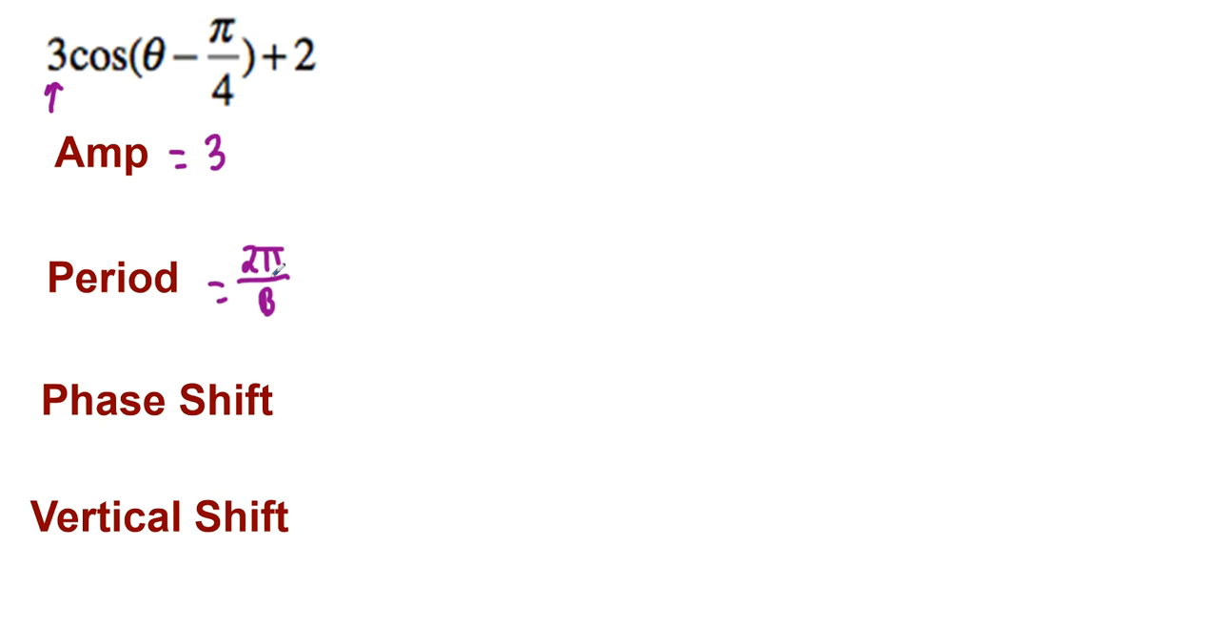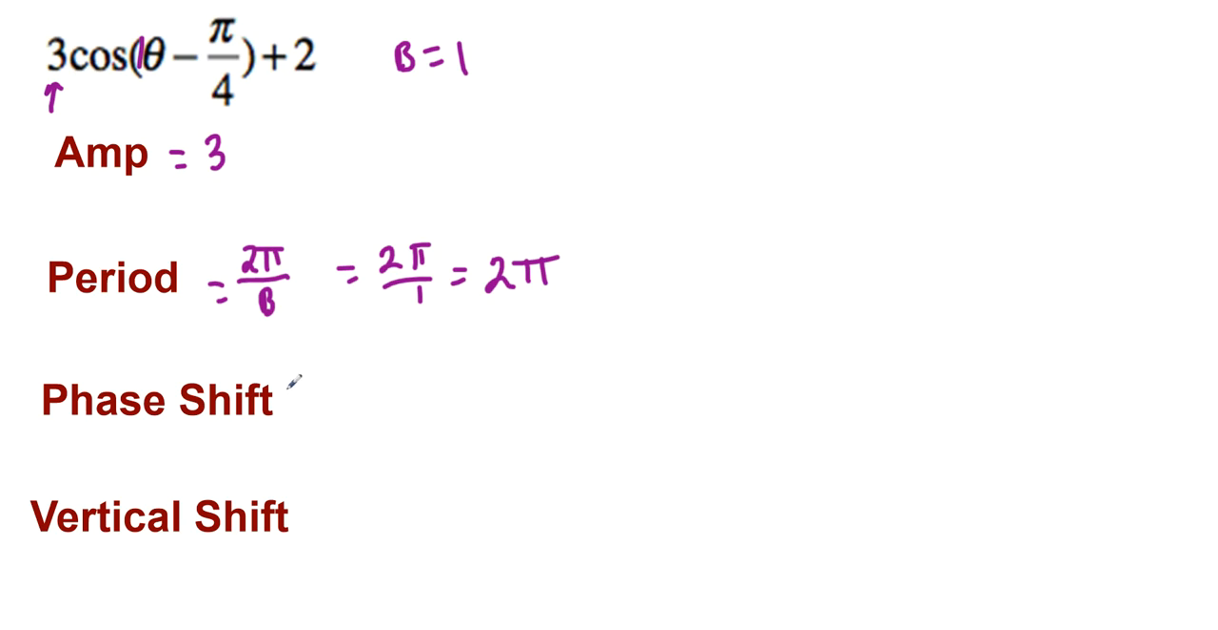Now we're going to learn that one. So what we have here is a 1. My b is equal to 1. So it's just equal to 2 pi over 1, which is 2 pi. So that's my period. Basically, we haven't stretched or compressed horizontally our parent function of cosine.